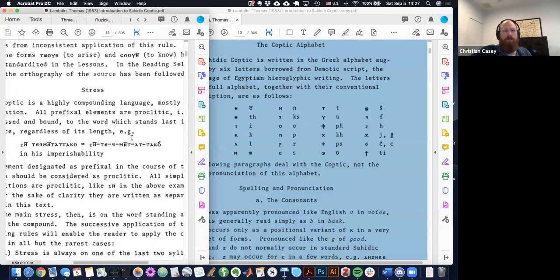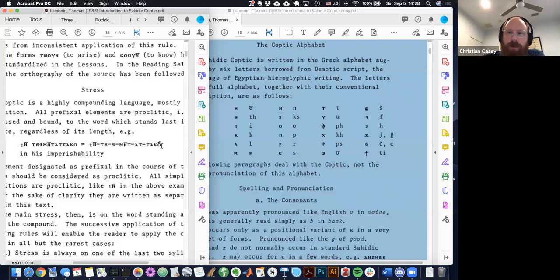We talked a little bit about stress. Coptic likes to put the stress on the final syllable or the ultima or the penultima. So either the last syllable or the next to last syllable, depending on the word. Lambden gives us a really great example here that I broke down in terms of etymology. So this root, ako, has something to do with destruction or to be destroyed. Tako is a causative verb. It's like to destroy or to cause to be destroyed.